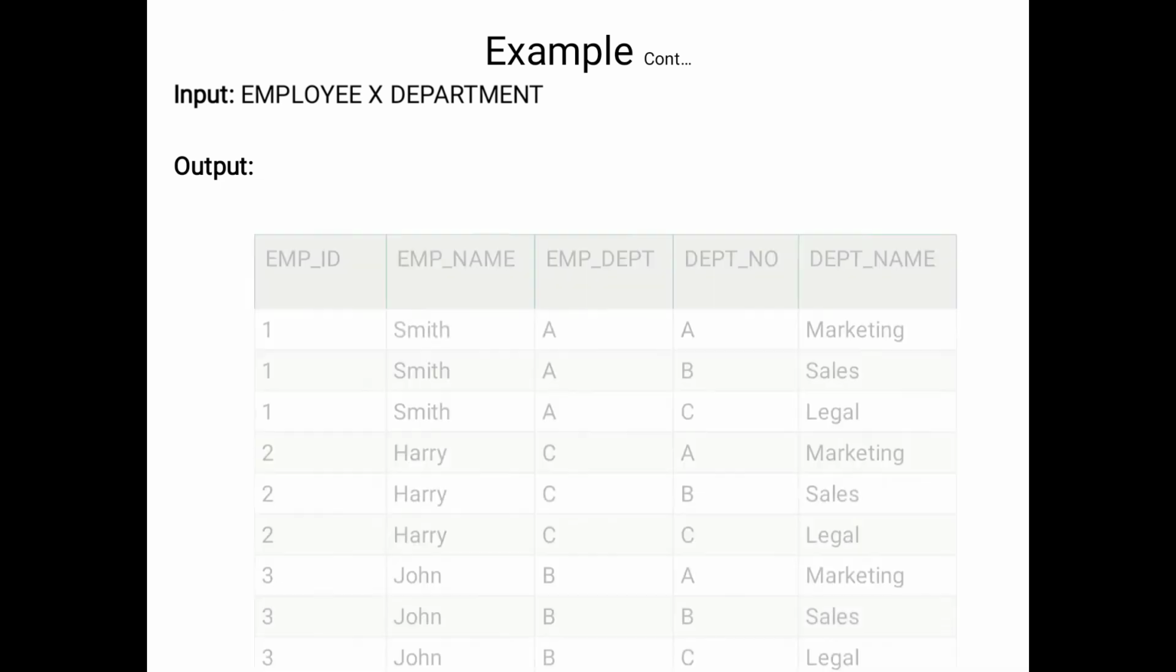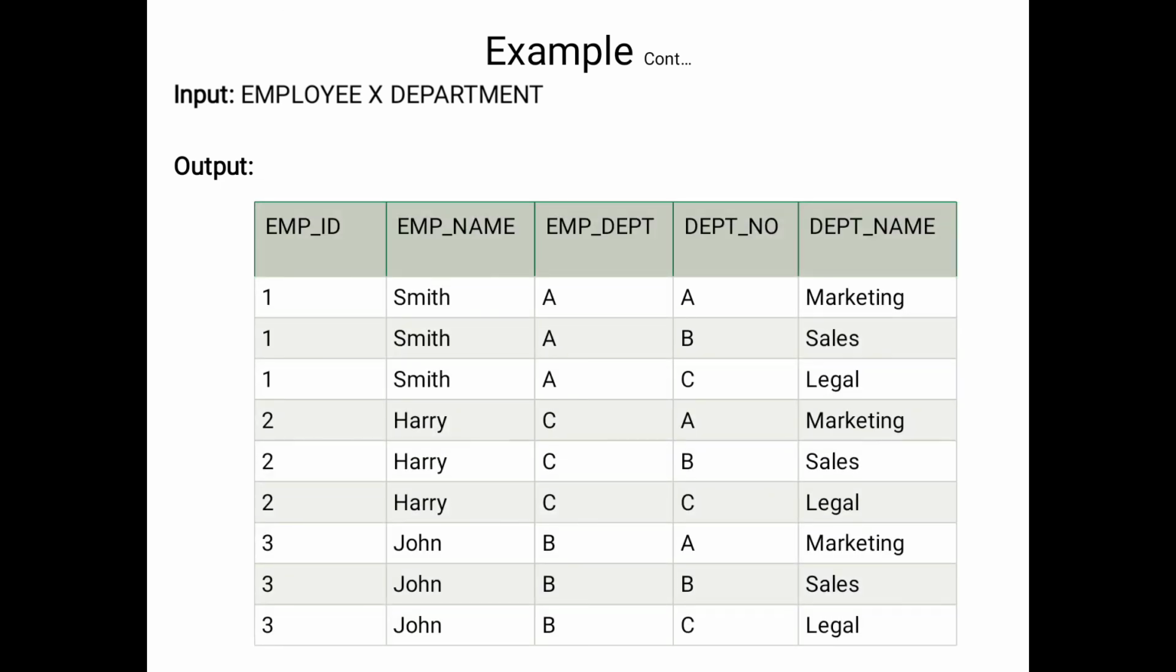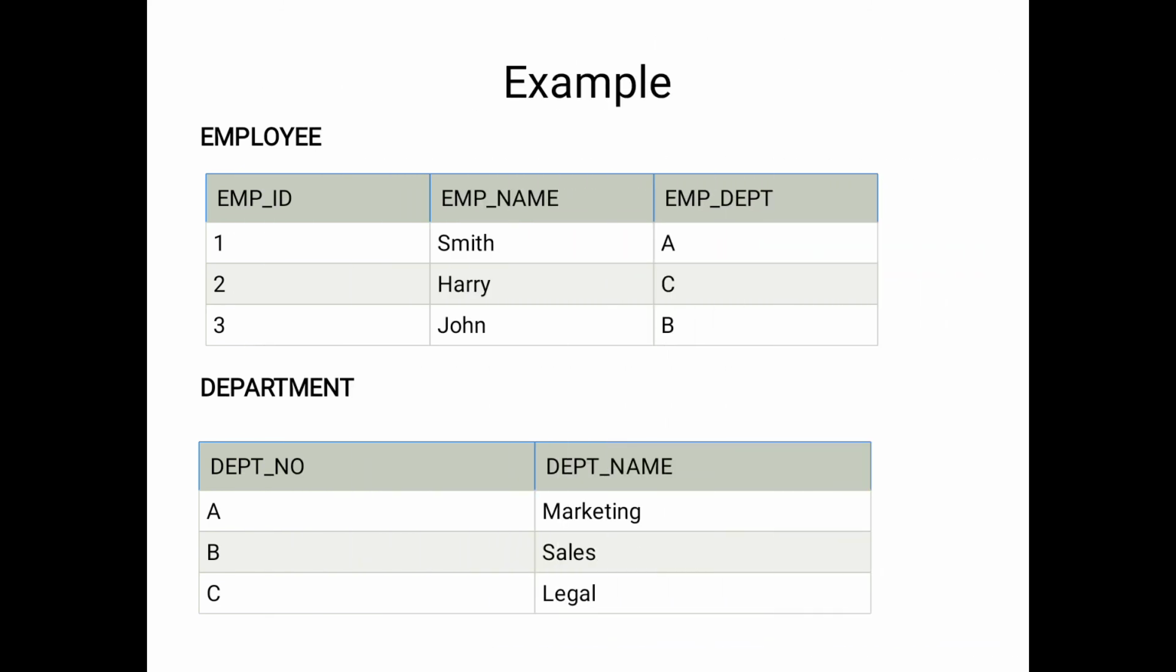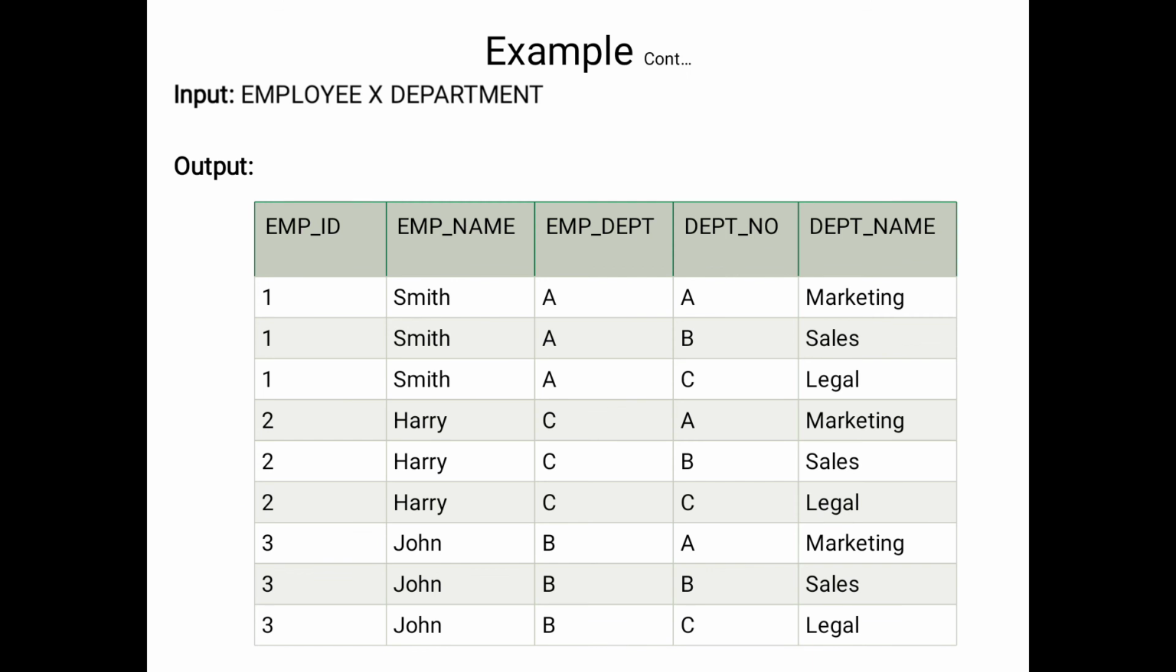Please observe the input here. Employee multiplication department. So all the information: please observe that employee ID 1 is multiplied with department number A, department number B, department number C. Next, employee ID 2 is multiplied with department number A, department number B, department number C. Next, employee ID 3 is multiplied with department number A, department number B, department number C. Then we get the output as these 9 rows of information.